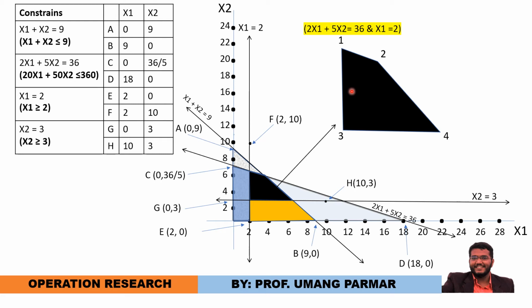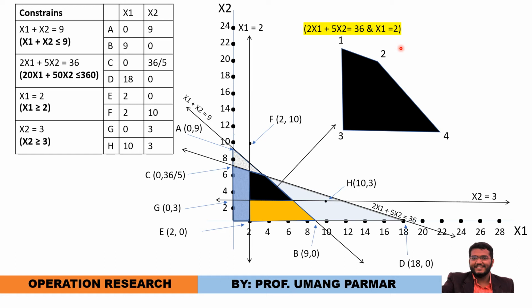Okay, when I'm talking about the point number 1, you can see that this point number 1 is on this line, the line 2x1 plus 5x2 equal to 36, and it is on this vertical line that is representing x1 equals 2. So this point number 1 is on 2 lines, that is your second constraint line and third constraint line.